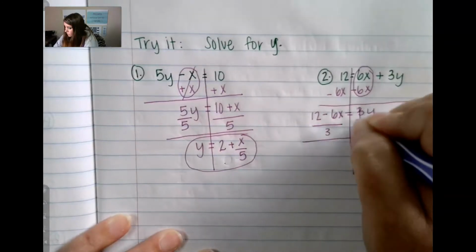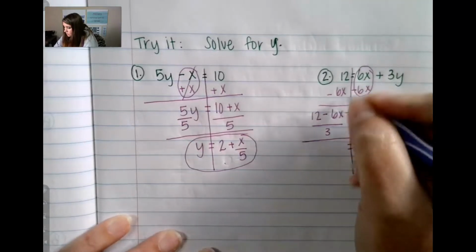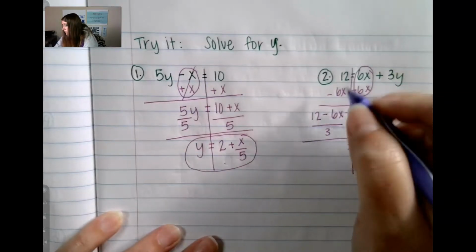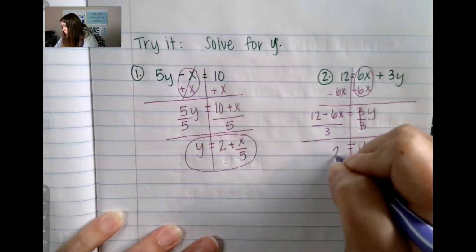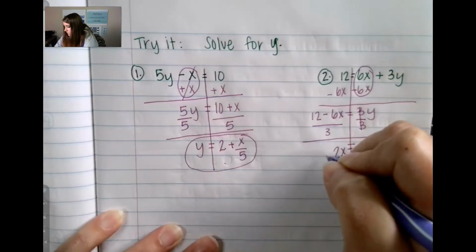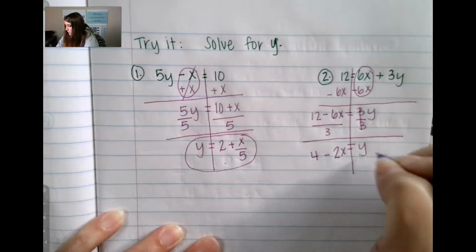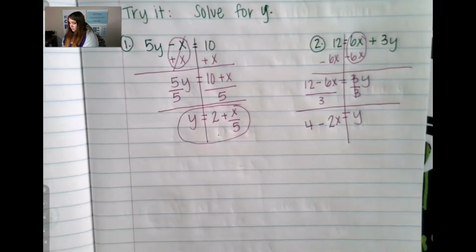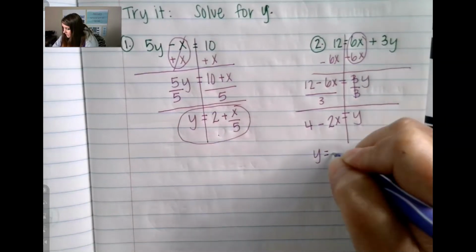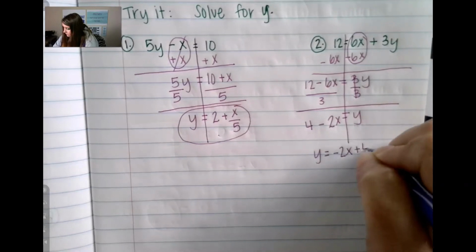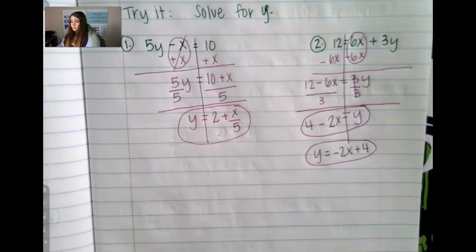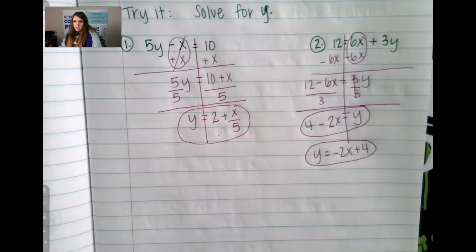And this gives me 1y, and y is equal to, okay, so I have 6x, so 6 divided by 3 is 2x. 12 divided by 3 is 4. So I have 4 minus 2x equals y. Or you can rewrite this so that you have y equals negative 2x plus 4. Your choice how you want to rewrite it. Either one of these will work. You choose how you want to write your equations.